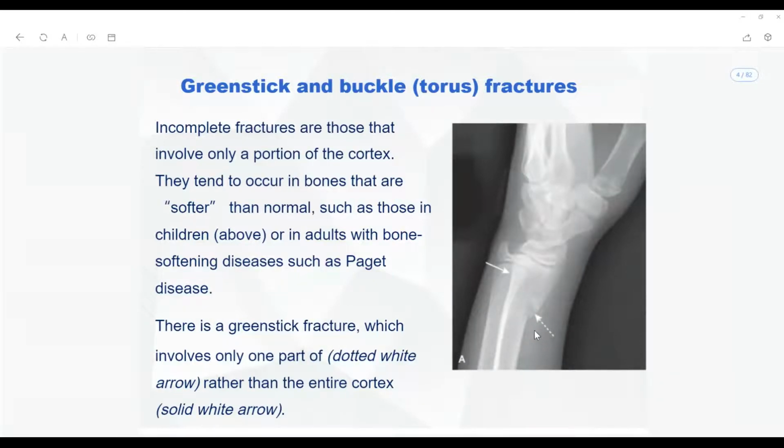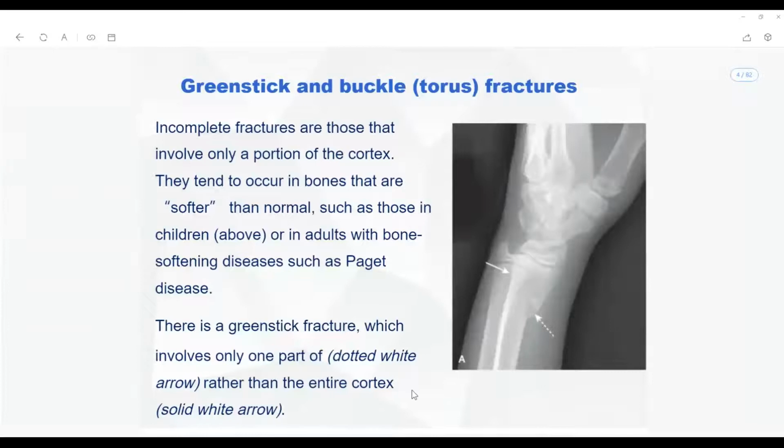See, all the cortex has not been involved. This cortex and the opposite cortex is not involved, which means there is breakage of the bone from only one side. For example, it is as if you are crushing a Coke tin only on one side while the other side is completely intact. The Coke tin is cylindrical in nature, right? Even bones are cylindrical in nature. So when you compress the tin only from one side, the other side remains intact. The same thing happens in a greenstick fracture as well.